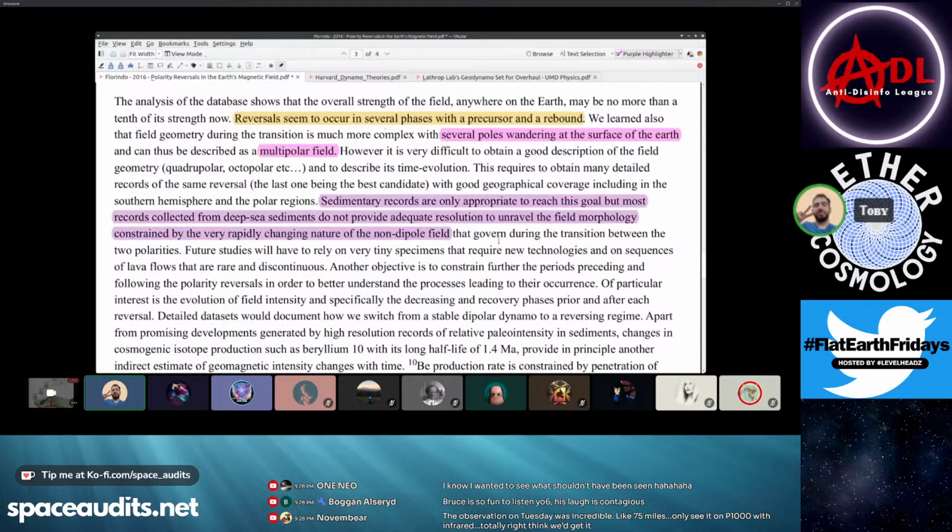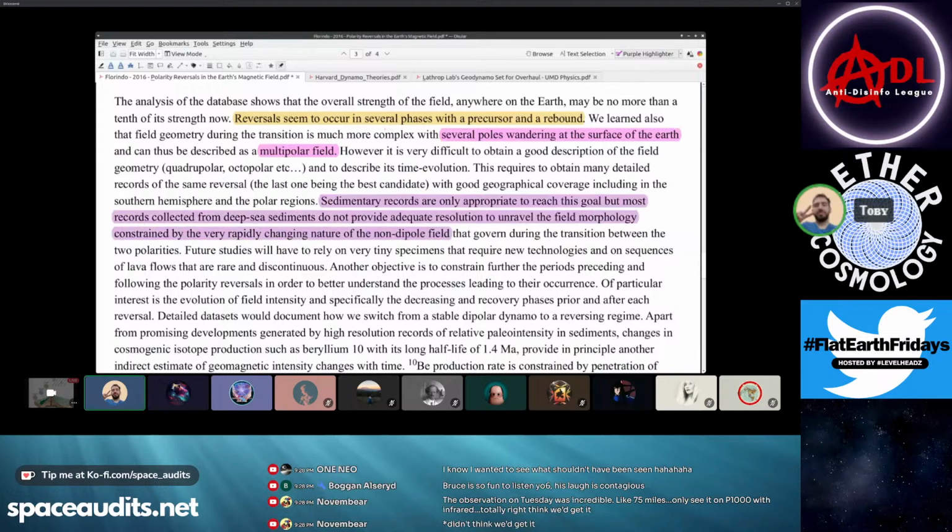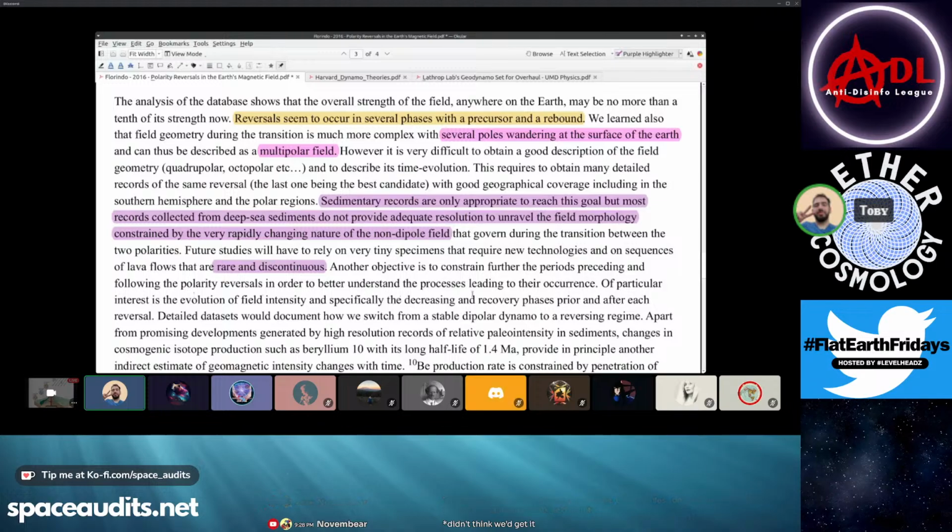That govern during the transition between the two polarities. Future studies will have to rely on very tiny specimens that require new technologies and on sequences of lava flows that are rare and discontinuous. What a bummer. Another objective is to constrain further the periods preceding and following the polarity reversals in order to better understand the processes leading to their occurrence.